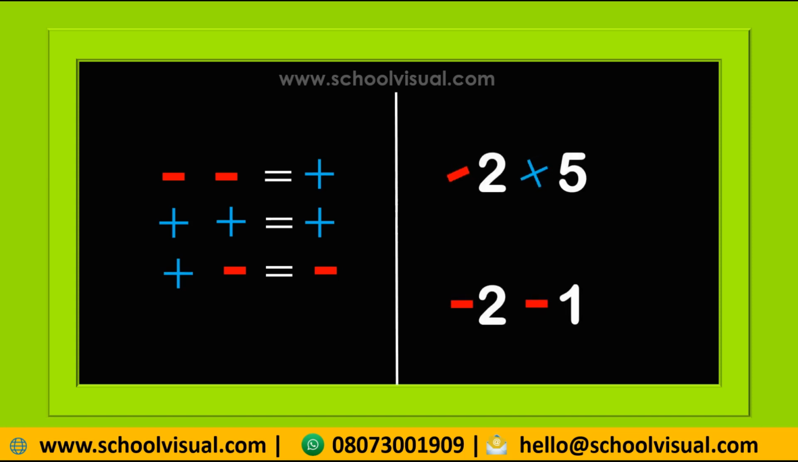whenever the signs are different, all you need to do is to subtract. Remove the smaller number from the bigger number. Then write down the sign of the bigger number. That's all.